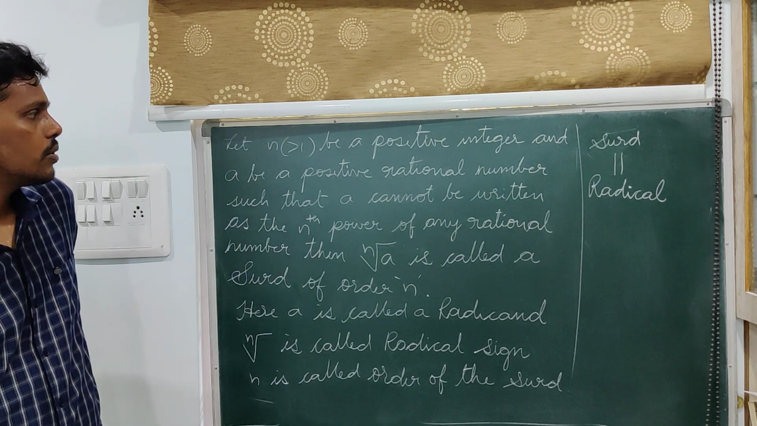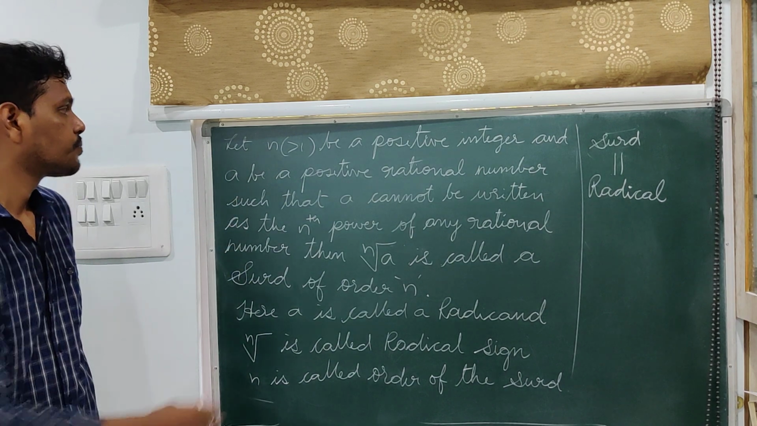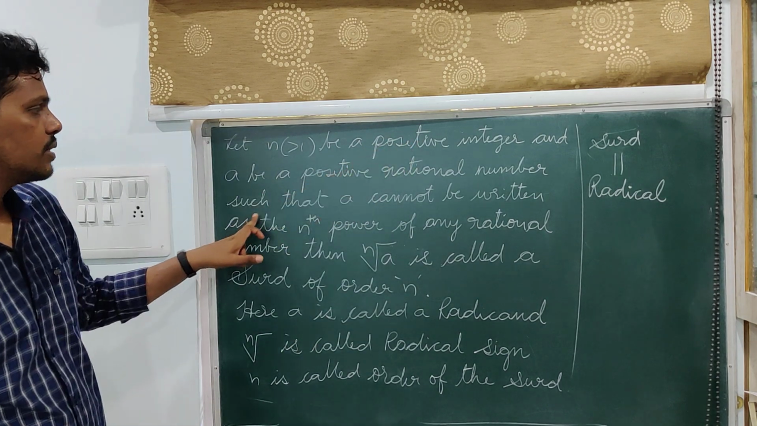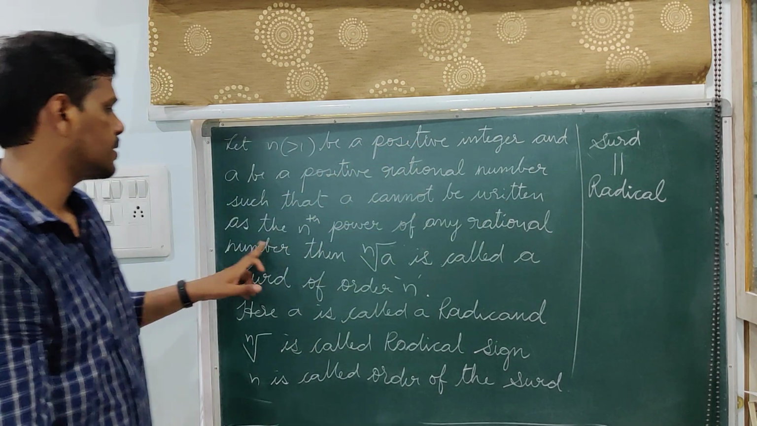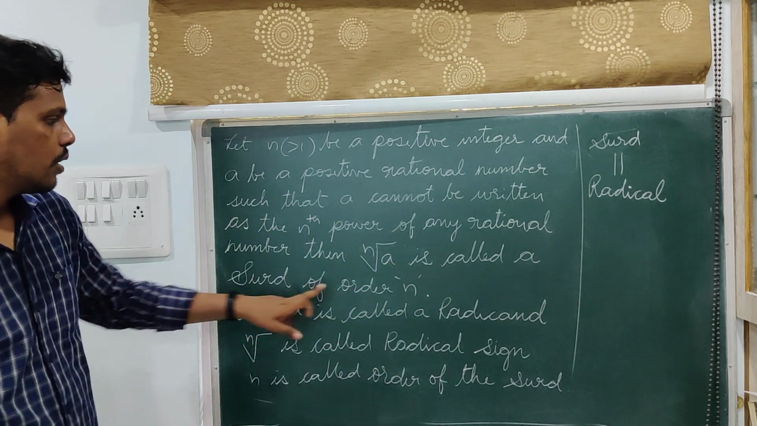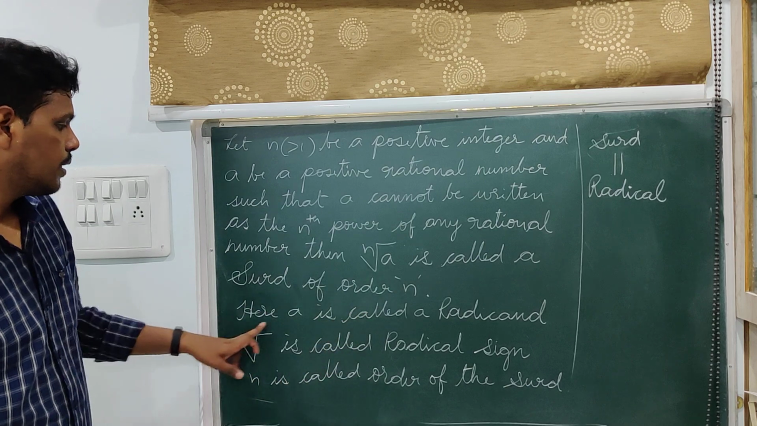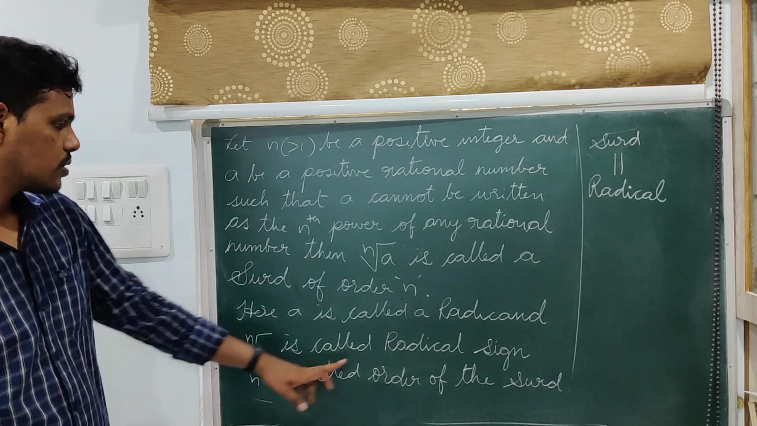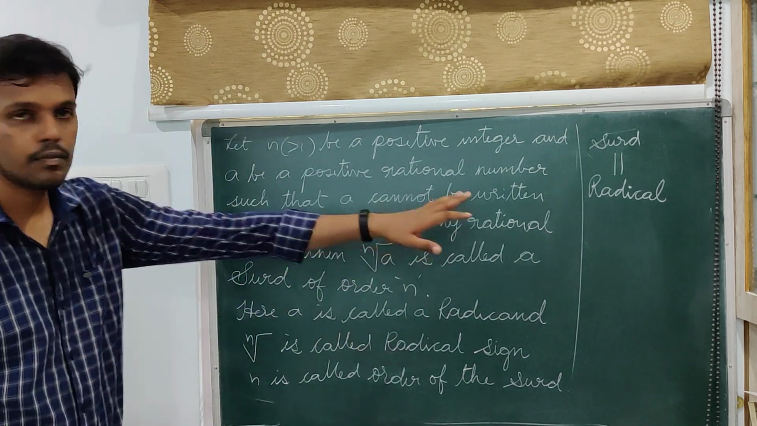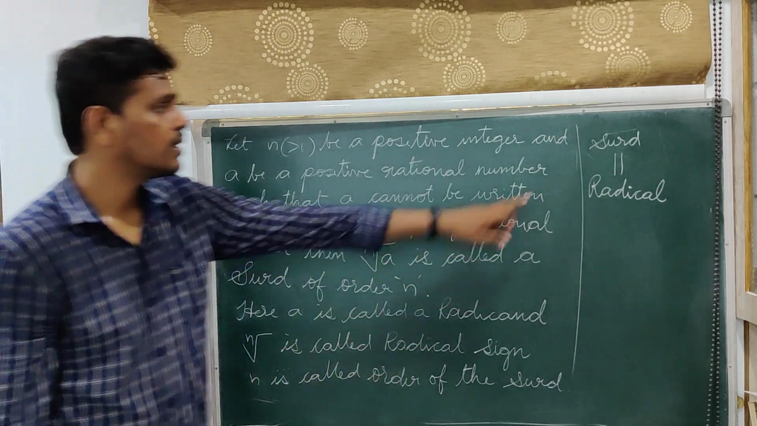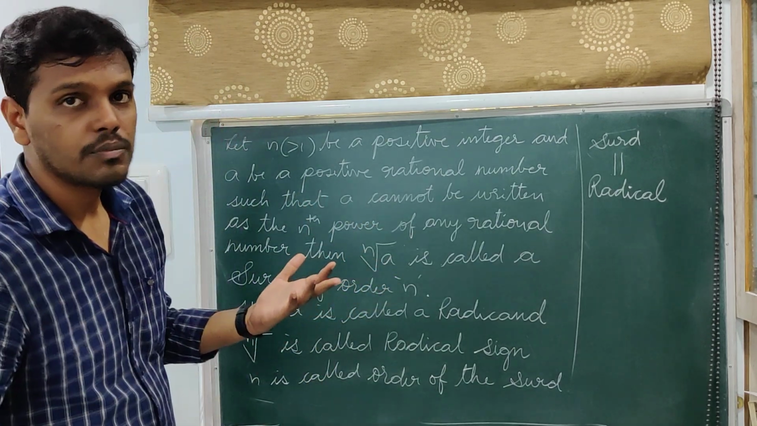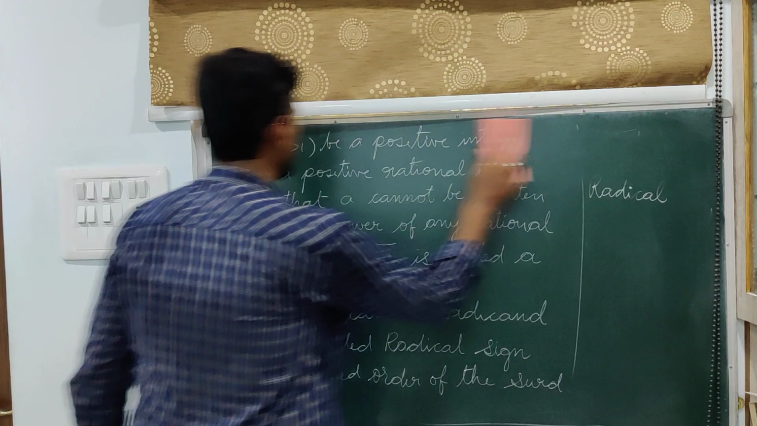Now this is about the definition of a surd. Let n be a positive integer and a be a positive rational number such that a cannot be written as the nth power of any rational number. Then nth root a is called a surd of order n. Here a is called a radicand, the nth root is called a radical sign, and n is called the order of the surd. We have seen some examples, and a surd is also called a radical. And we have some forms here. Let me also look into such forms.